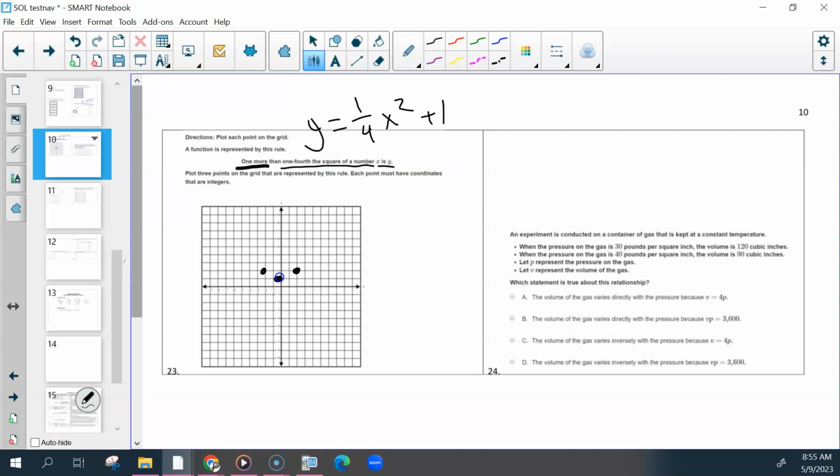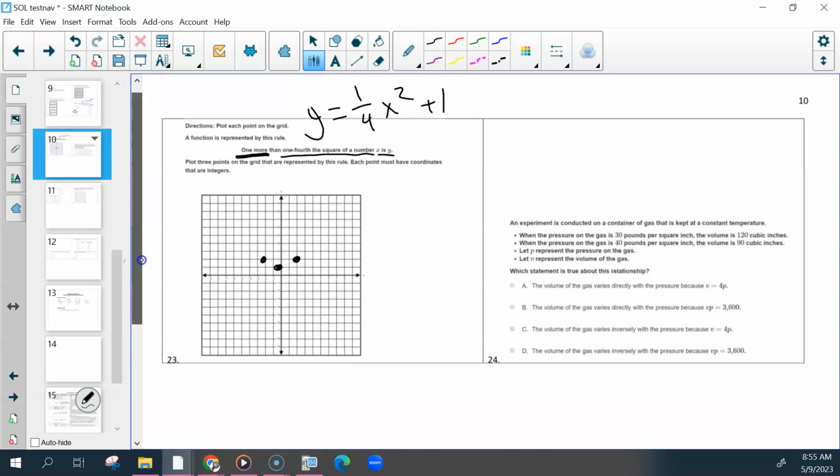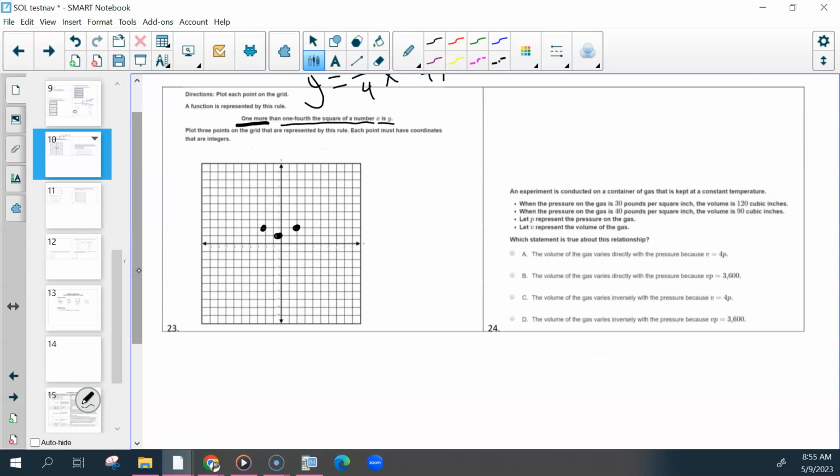24, 25, 26, and I think one more are all your direct and inverse. So when we were talking about if something goes up together, or goes down together, or if one goes up and the other goes down, this would be a good example of that. When the pressure on the gas is 30 pounds, the volume is 120, and when the gas is 40, the volume is 90. What happened? Did they go up together? Did they go down together? Did one go up, one go down? It went from 30 to 40? Oh, one went up and one went down.